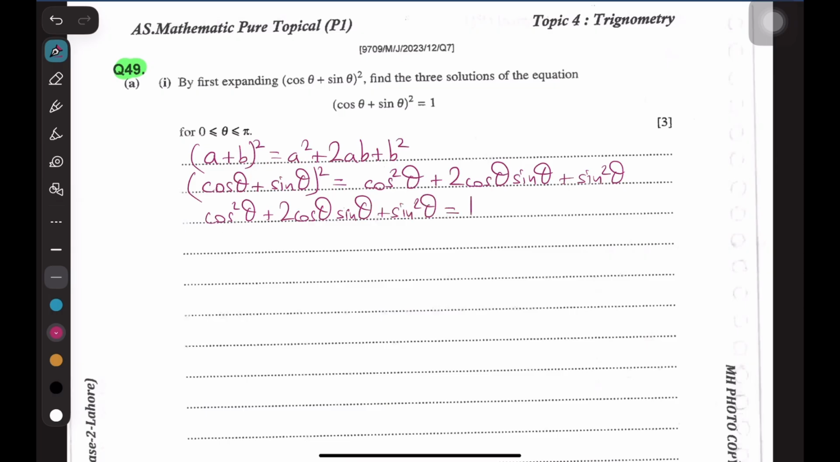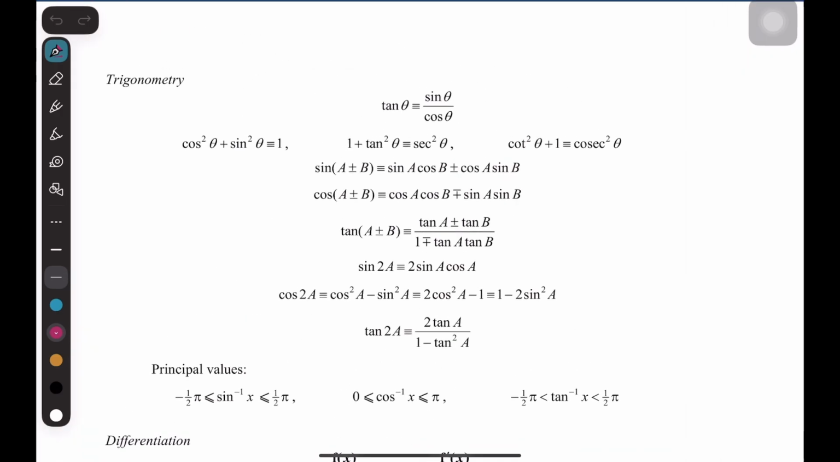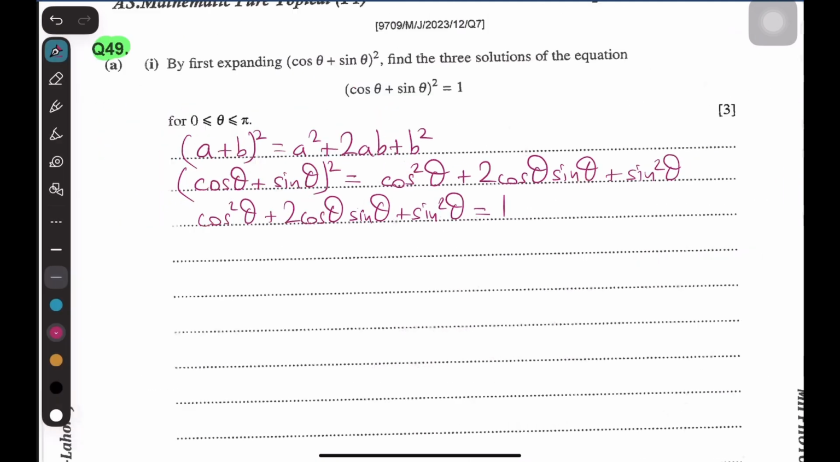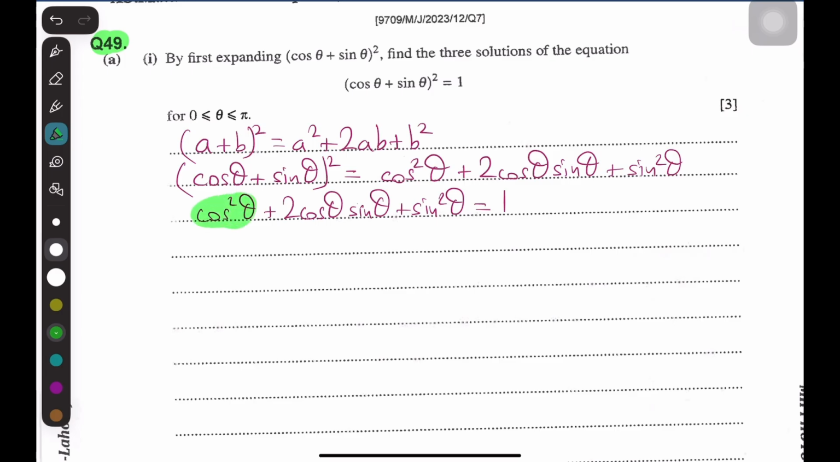Now if we look at the formula list, there's the identity cos square theta plus sine square theta equals 1. So if we take the cos square theta over here and the sine square theta, we can add these to get 1. So we have 1 plus 2 cos theta sine theta equals 1. So we have 1 and 1, we can cancel these two out. We'll have 2 cos theta sine theta equals 0.